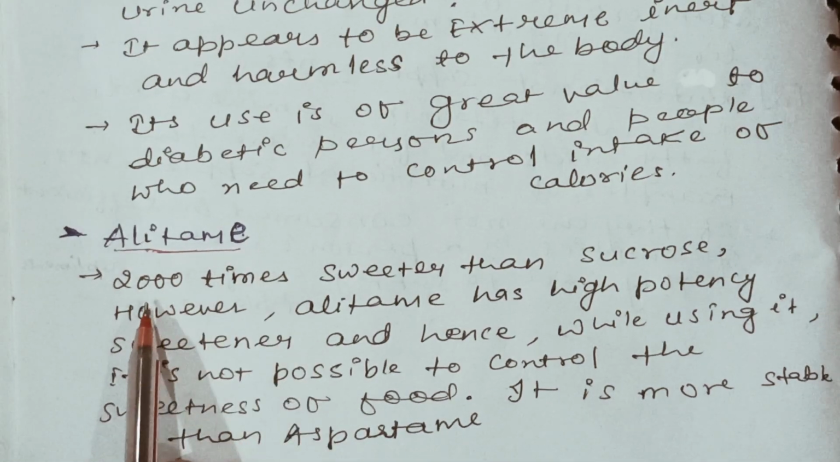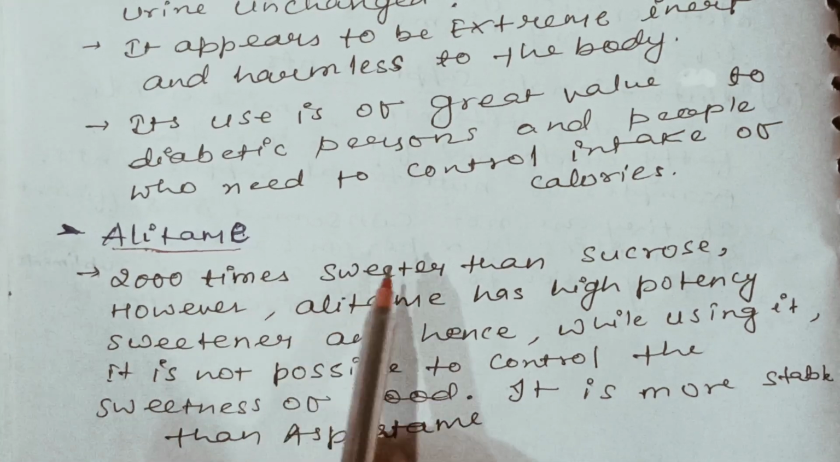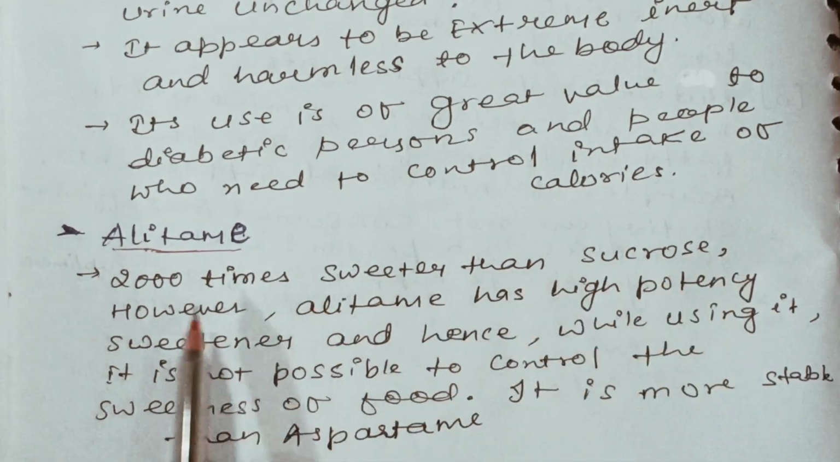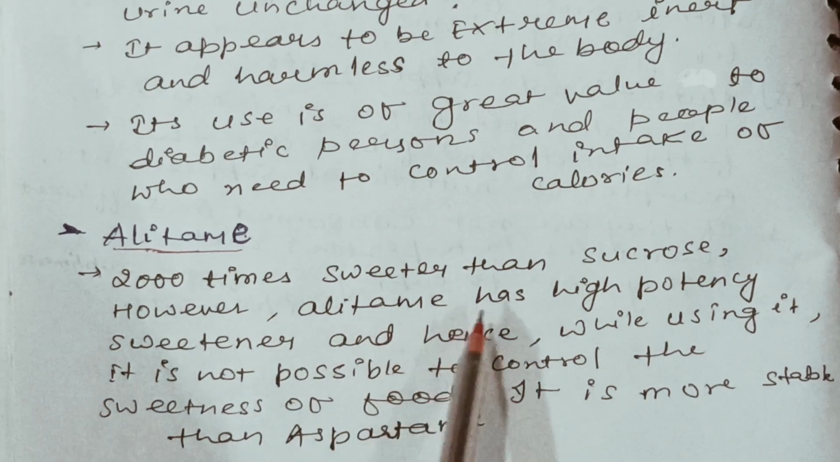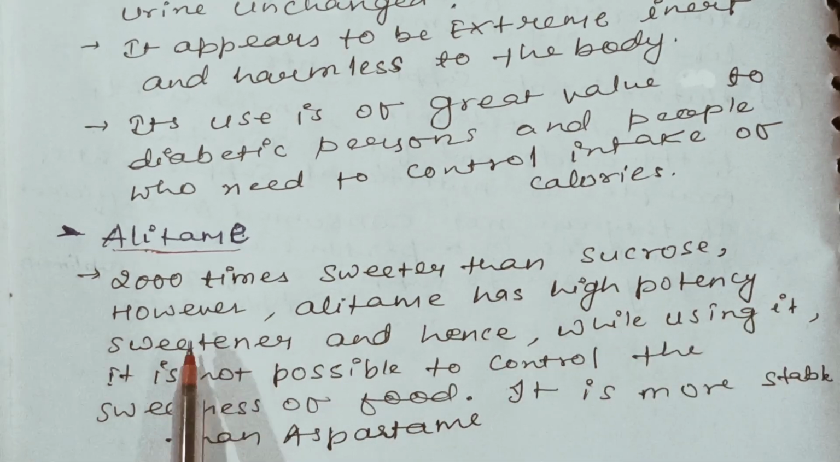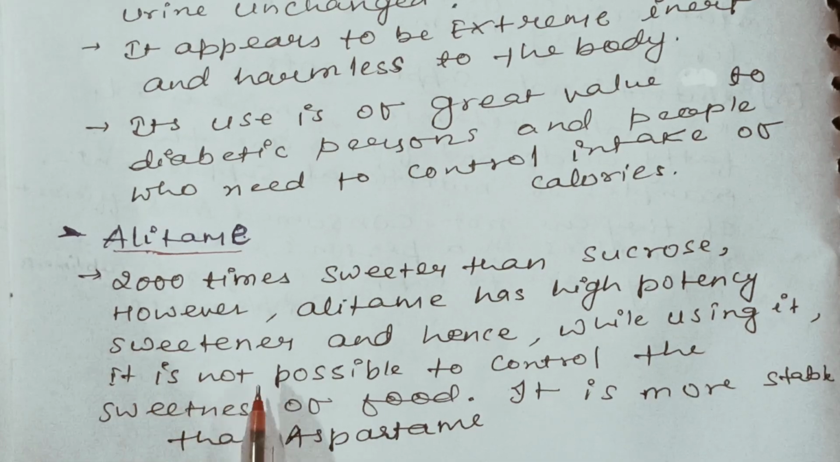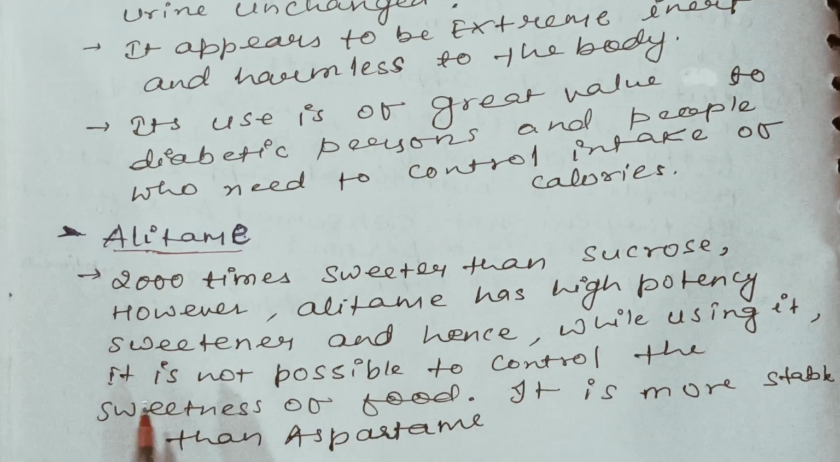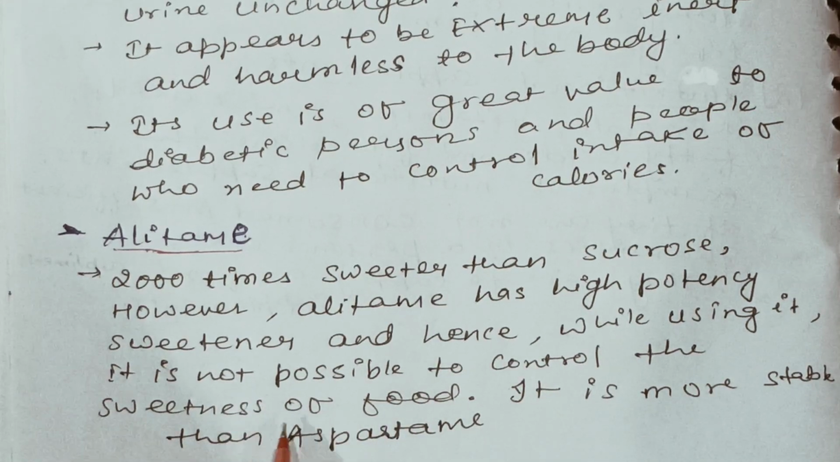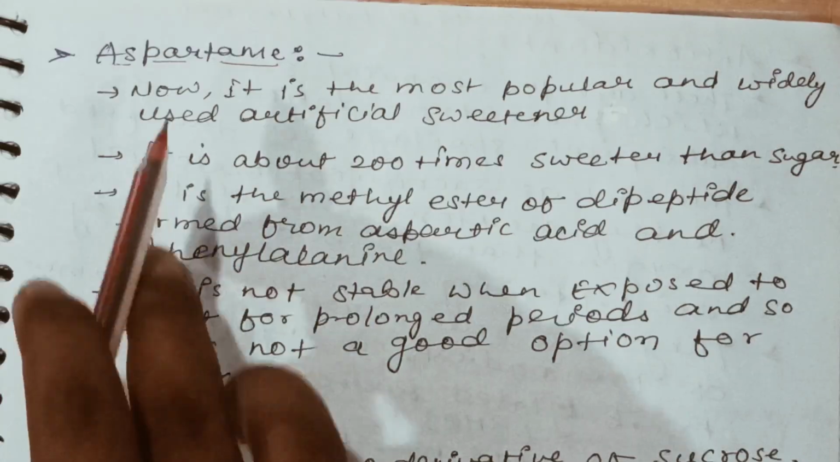Alitame is 2000 times sweeter than sucrose. However, Alitame is a high potency sweetener, and hence while using it, it is not possible to control the sweetness of food. It is more stable than aspartame.